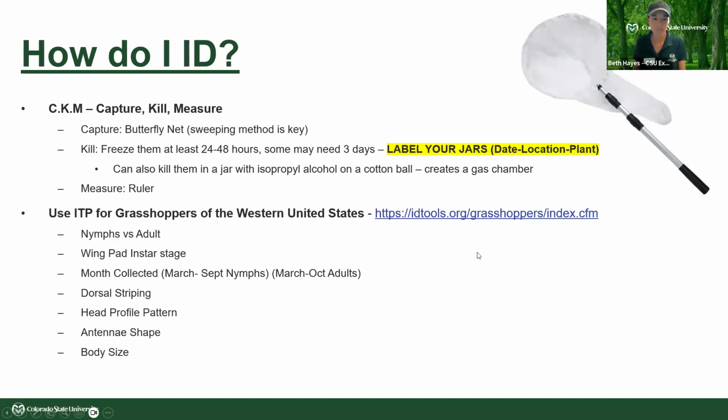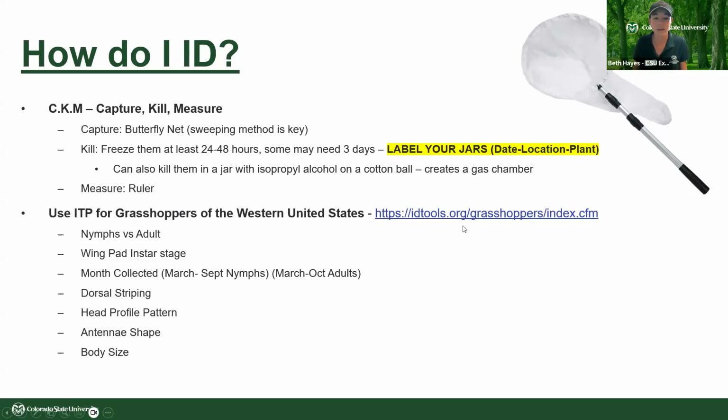This tool is the ID tool for grasshoppers of the Western United States. When you click on this, it will ask you, is the grasshopper you collected a nymph? And remember, they can have wings, but they can't actually use them. Or is it an adult, which is a fully formed grasshopper? It can fly, and it makes noise when you hear it.